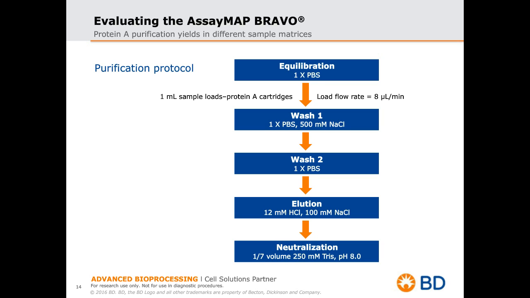So at the end of this process, purified IgG was eluted directly into a 96-well half-area UV plate. This allowed for the direct measurement of protein concentration by UV visible spectroscopy.